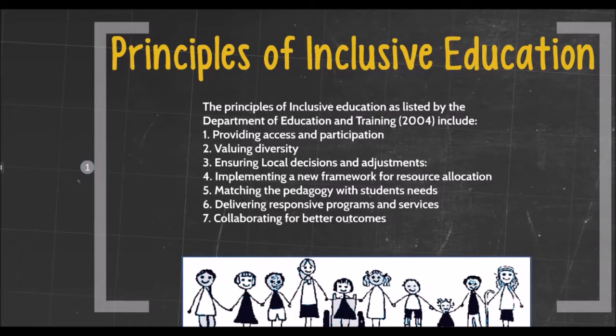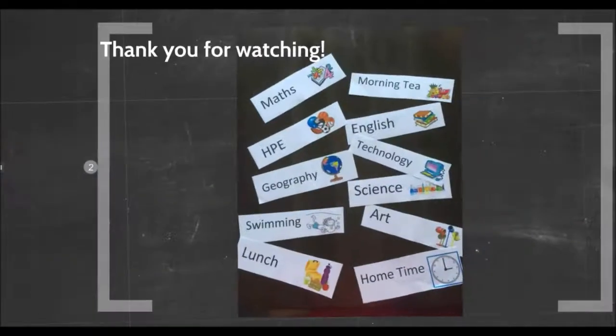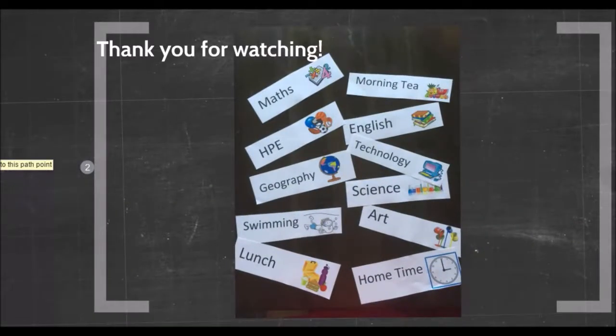There are 7 principles of inclusive education as listed by the Department of Education. I've used these principles as a guide to creating my resource, specifically focusing on 3 of these principles: providing access and participation, valuing diversity, and delivering responsive programs and services. I have ensured my resource will cater to all the needs of the students, promotes an inclusive environment, and is accessible to all.